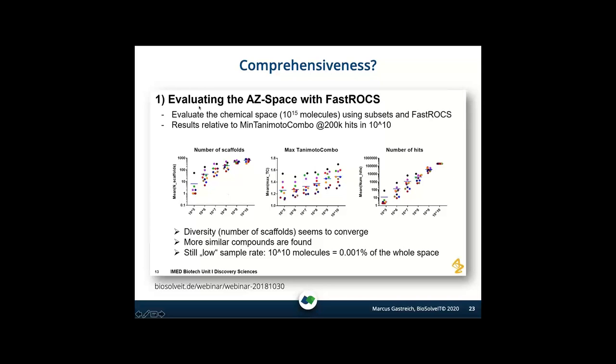And what they did is they created a 10 to the 15th virtual molecules chemical space. And then they used a subset to assess the question, will I find something new the larger I make the space? And indeed, what they saw is, and look at the scale here, we have 10 to the 5th here and 10 to the 10th there. And the space is 5 orders of magnitude larger. So even larger. So they just looked at 0.001% of the entire space that they created.